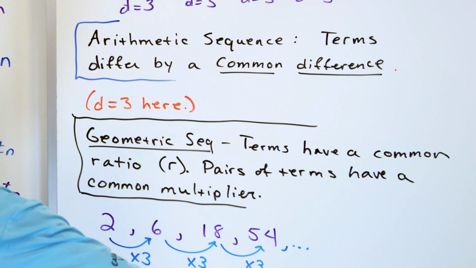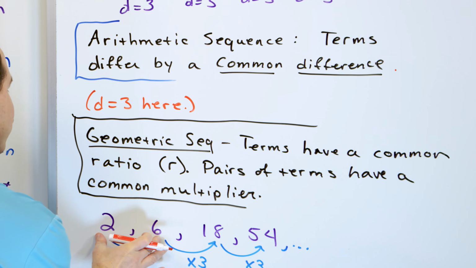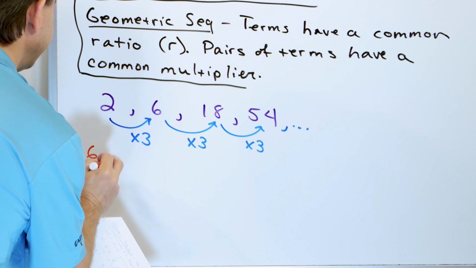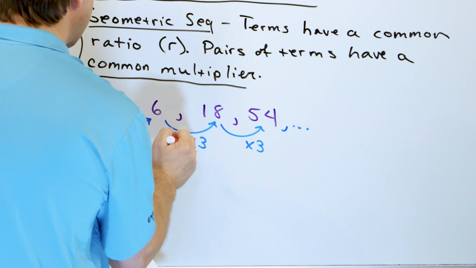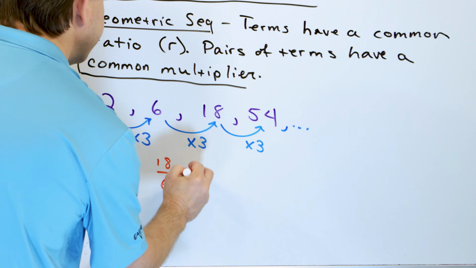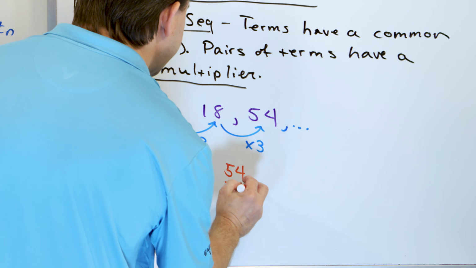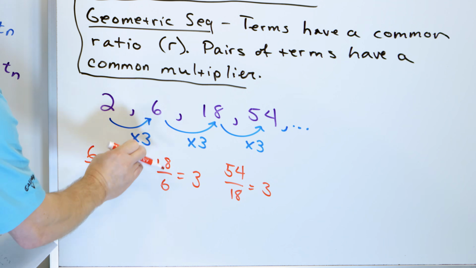So here's what I mean by that. Notice I said times 3, times 3, times 3. But let's look and see what the ratio of 6 to 2 is, because that's what a ratio is. What is 6 divided by 2? Take this divided by this. Well, what do you get? You get 3. Let's look at this common ratio. 18 divided by 6. What do you get? You get 3. Let's look at this common ratio. 54 divided by 18. What do you get? You get 3.